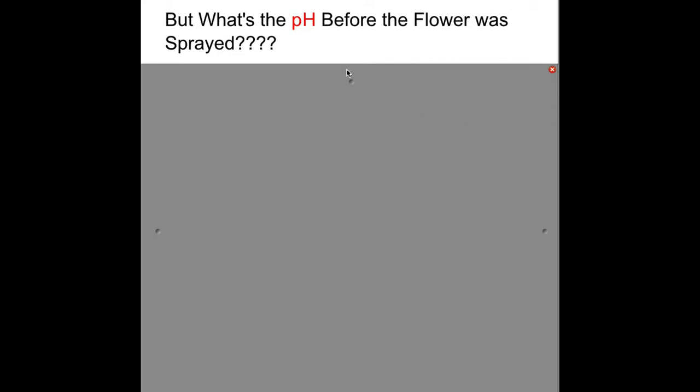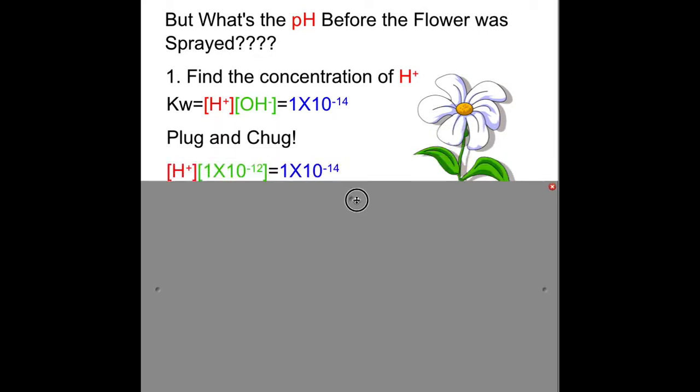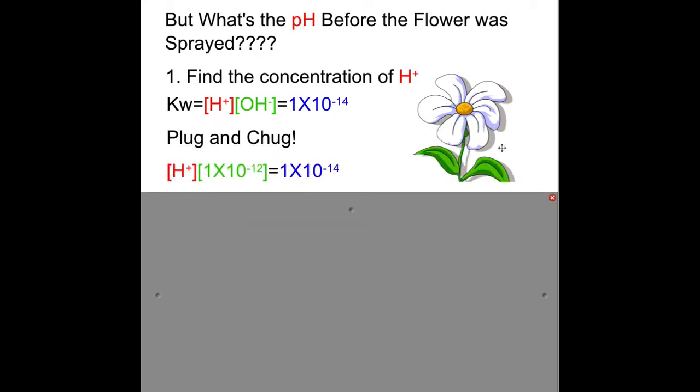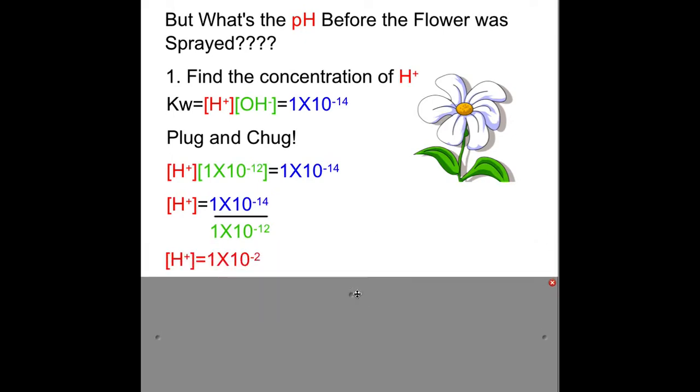Well, using a very simple equation, which is the equilibrium constant of water, you can determine the hydrogen ion concentration. The equation is Kw equals the hydrogen ion concentration times the hydroxide anion concentration, which equals 1 times 10 to the negative 14th. Plugging in what we already know, the hydrogen ion concentration times the hydroxide anion concentration, which was 1 times 10 to the negative 12th, equals 1 times 10 to the negative 14th. And we get the answer to be 1 times 10 to the negative 2nd.